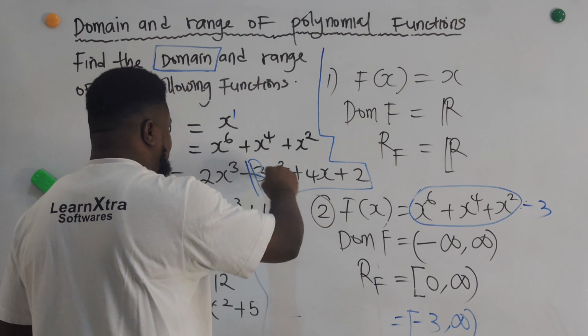Yes, my domain is the same for all of them, which is also all real numbers. So my domain is what? Domain here is what? All real numbers. Range, all real numbers. Yeah.